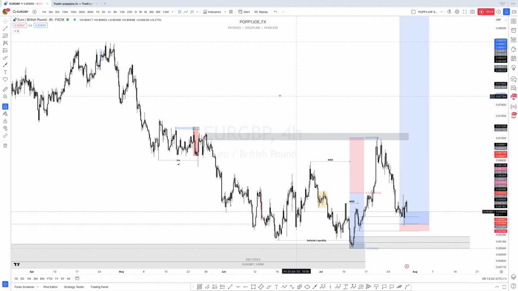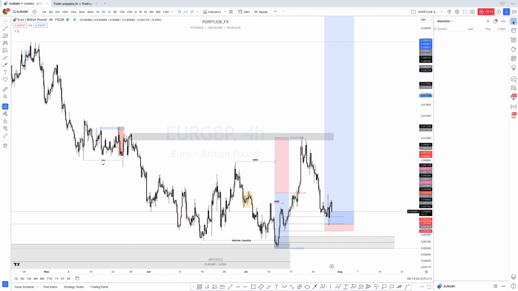Funny thing is that I don't trade these pairs. I only make this analysis just for the sake of the community. I don't trade Euro GBP, I don't trade any other. I only trade the Euro USD, Pound USD, Gold, and Chef JPY. Actually, this is my watch list here. These are the things I trade.